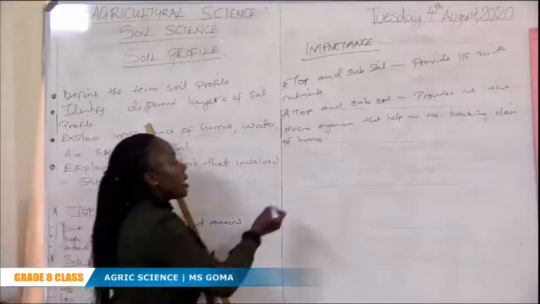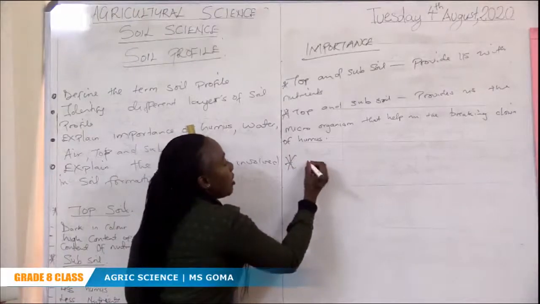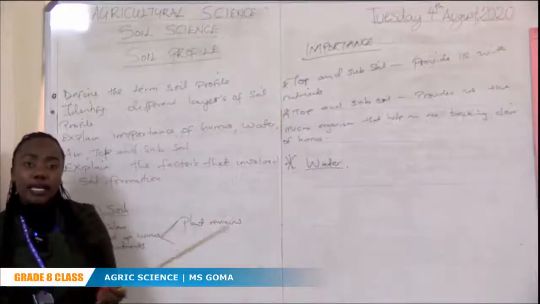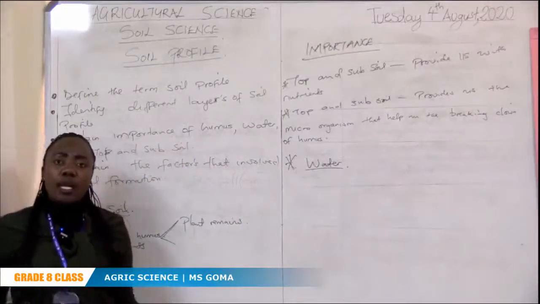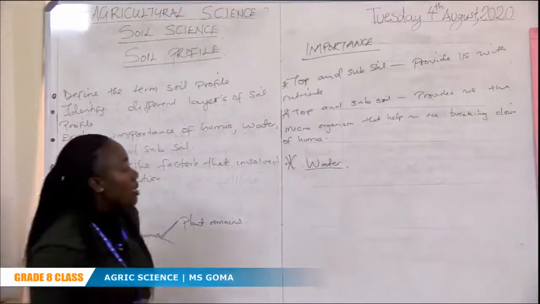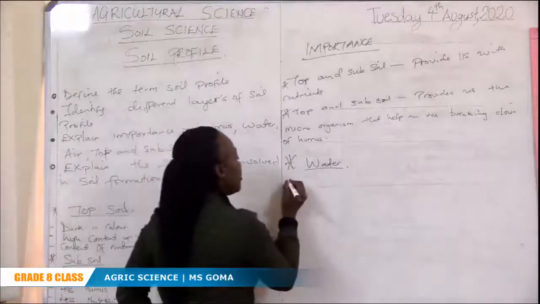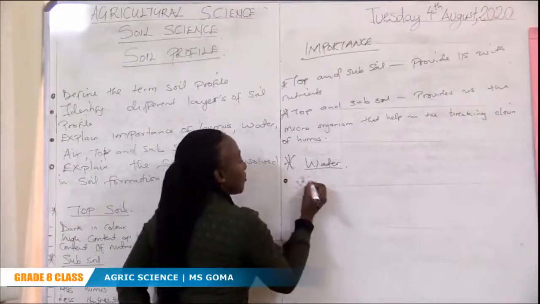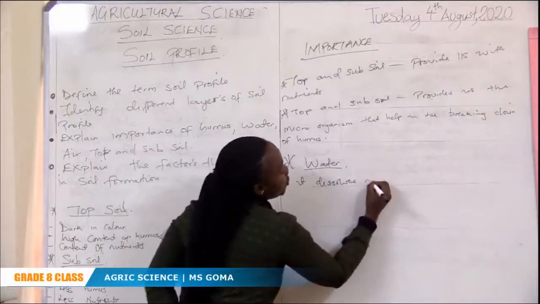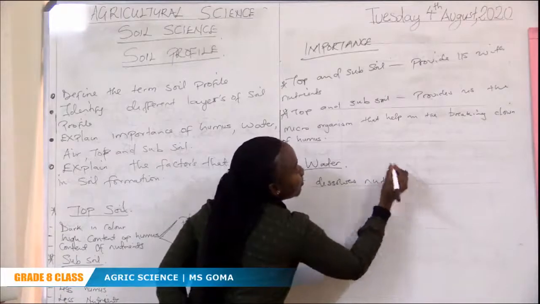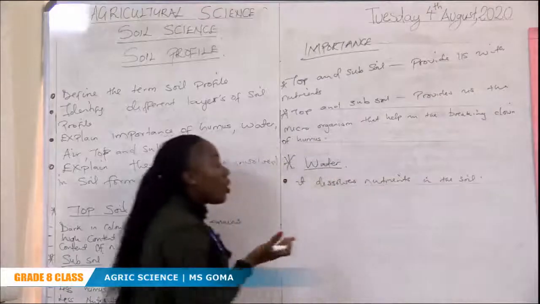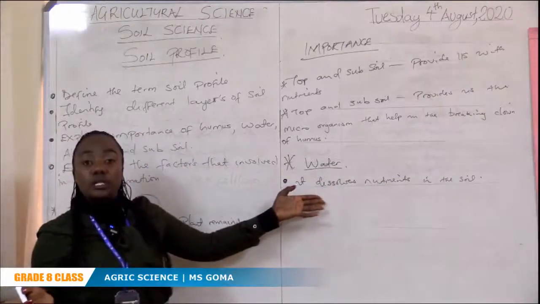Let us go to the importance of water. Why do you think water is important in crops? Water is important in crops, one, because it dissolves nutrients that we put in the soil.